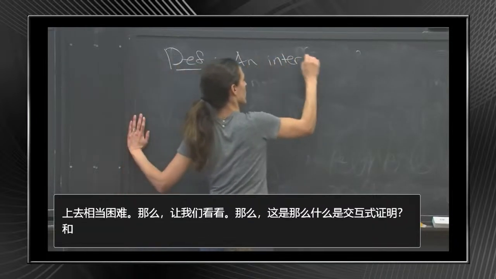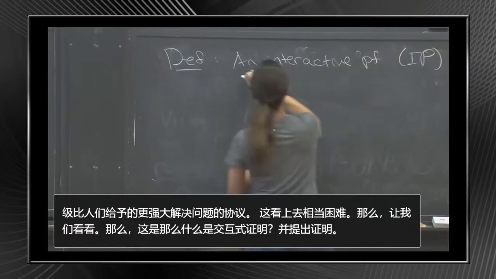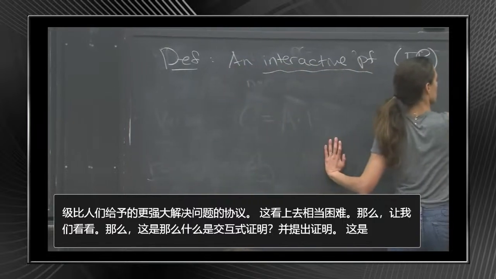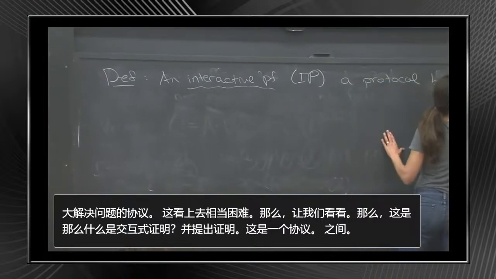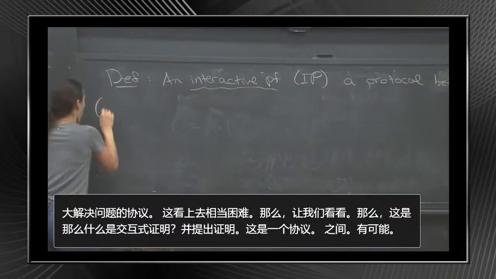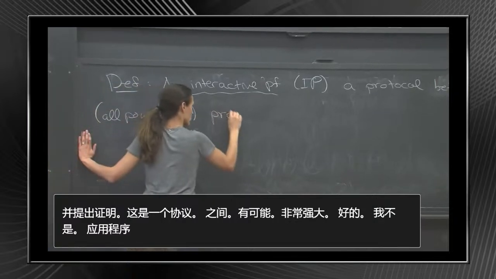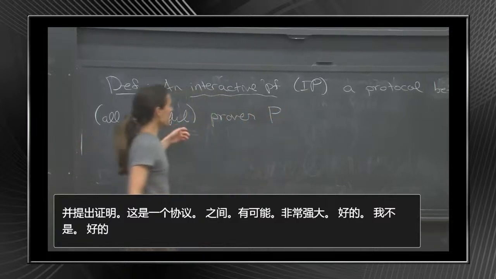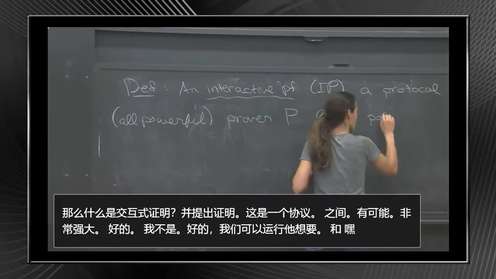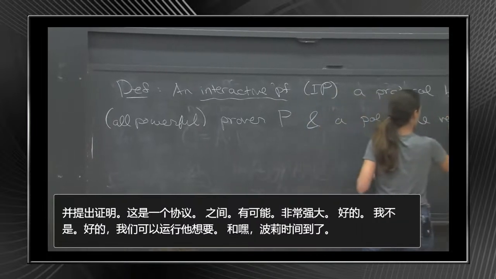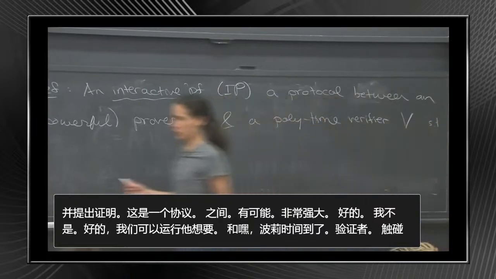So what is an interactive proof? An interactive proof, IP, is a protocol between a possibly all-powerful prover P, which can run as long as it wants, and a polytime verifier V, such that here's the requirement from the protocol.